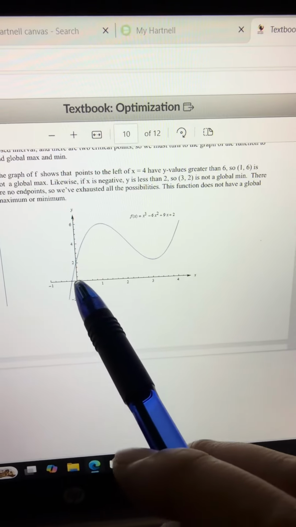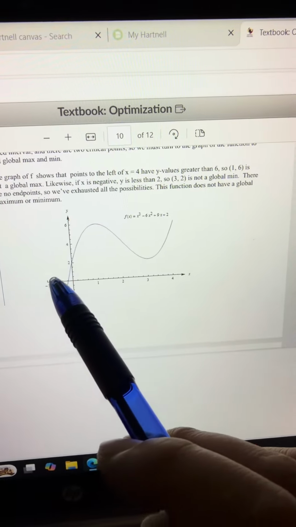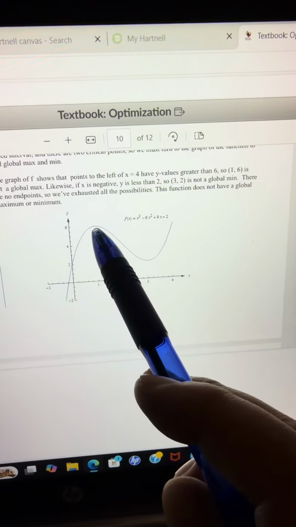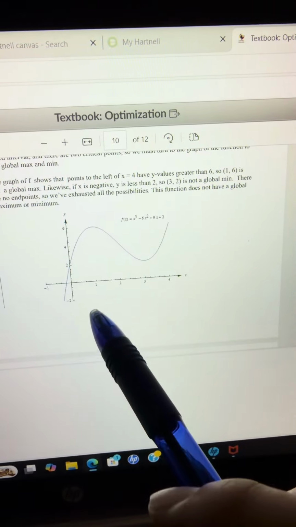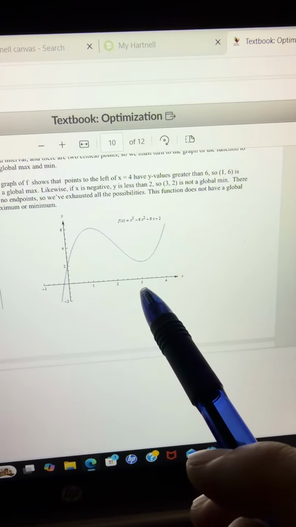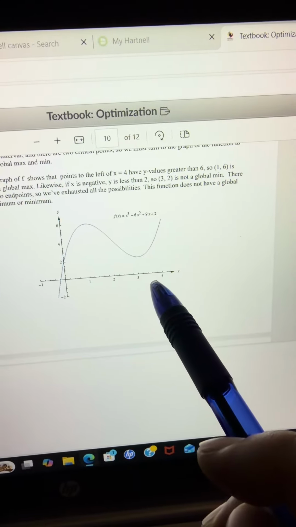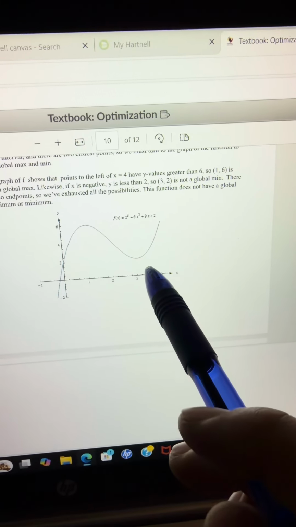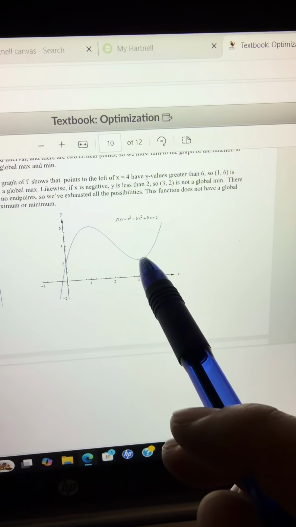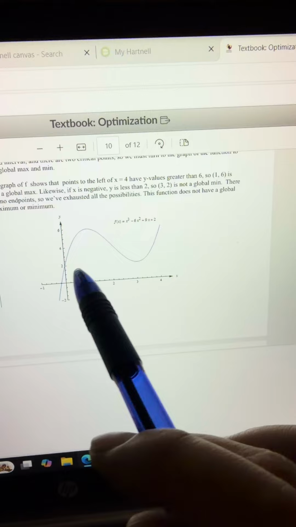We see this function increasing from negative infinity to 1 here, and then we have it decreasing from 1 to 3. This function also continues to increase from 3 to positive infinity, and we do have a local minimum of 2 here. So the x would be 3 and y would be 2.